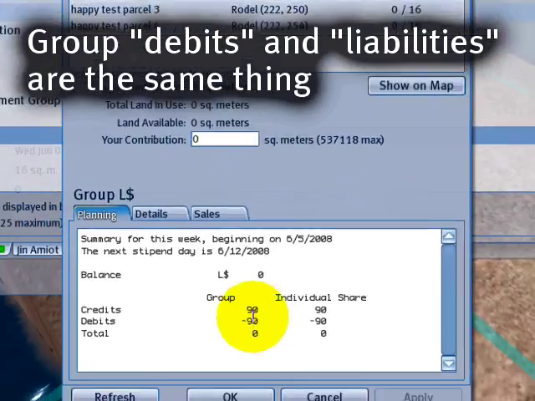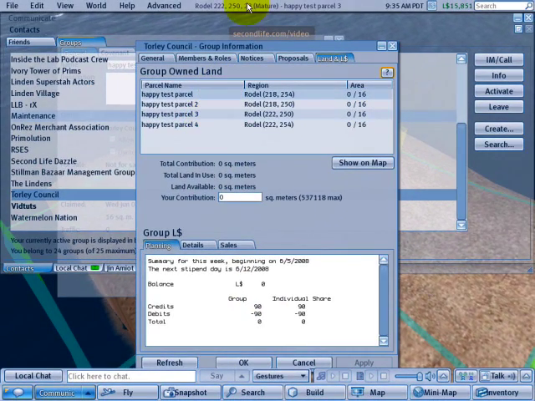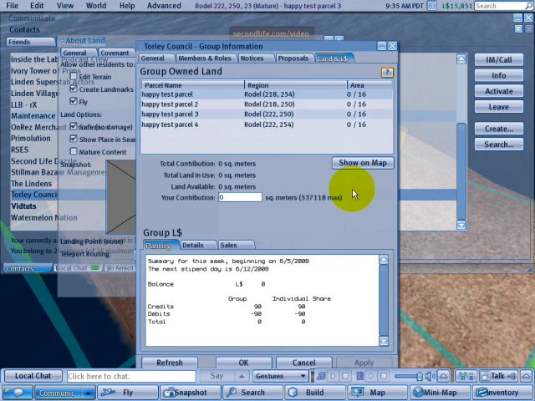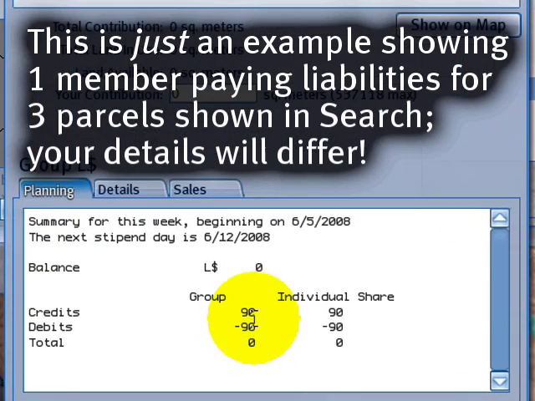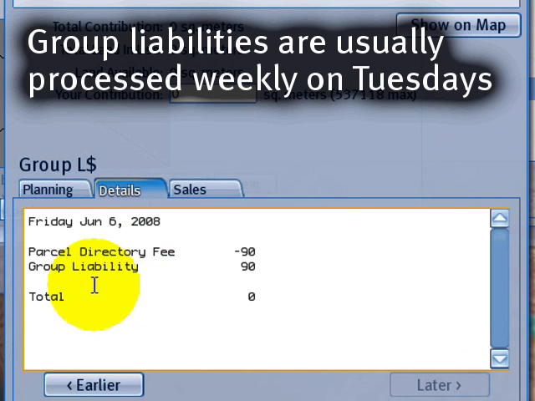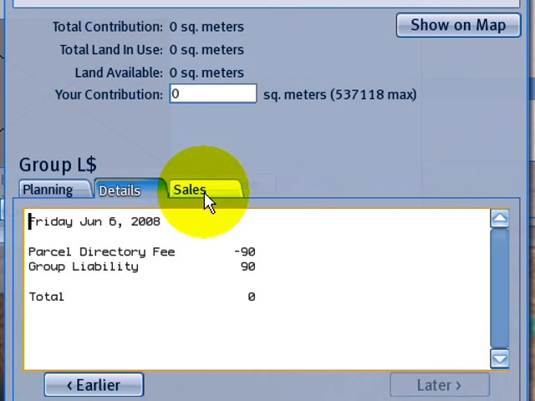The reason why is that here I have several test parcels, including the one you just saw, and 3 of the parcels here are set to show place in search. So on the flip side of that, that's why I'm getting charged this weekly. You can also check other details here, and like it says, parcel directory fee, which is a group liability. This happens every week. I believe it still happens about Tuesday or so, that stipends are paid out and that liabilities and group.